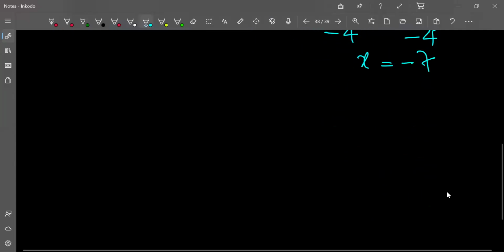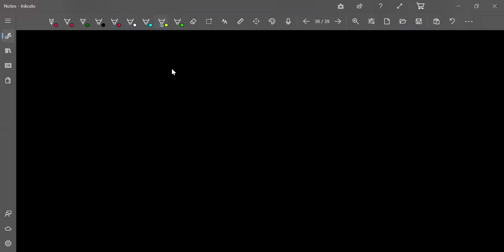Okay, so now let's move to the next example. So if I have x over 6 equals 1. So if you want to find x, you need to multiply both sides by 6. Because we want to remove 6. So you need to multiply both sides by 6.